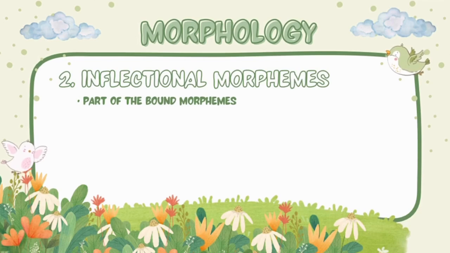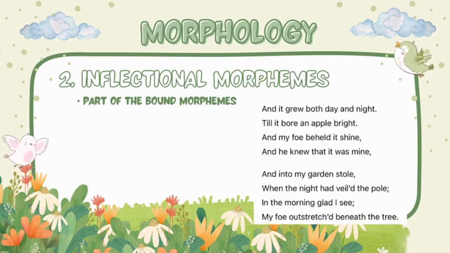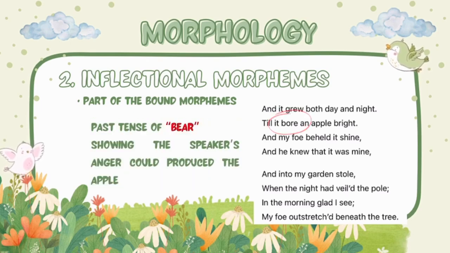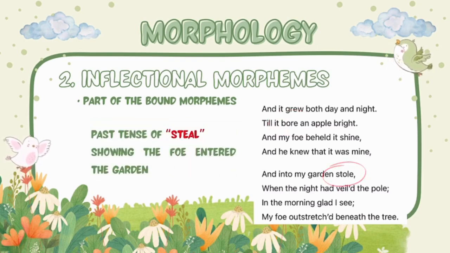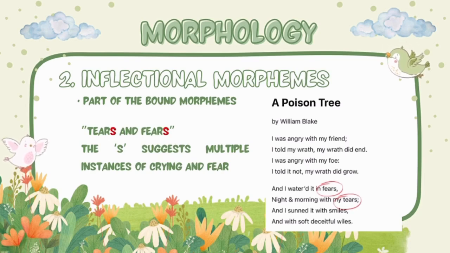Inflectional morphemes. Inflectional morphemes are part of bound morphemes. Inflectional morphemes are endings that show grammar features like tense or number without changing the word's meaning. Based on the poem, the examples are bore is the past tense of bear, showing anger produced the apple, and stole is the past tense of steal, showing the foe entered the garden. The last is tears and fears, using the plural s to suggest multiple instances of fear and crying.